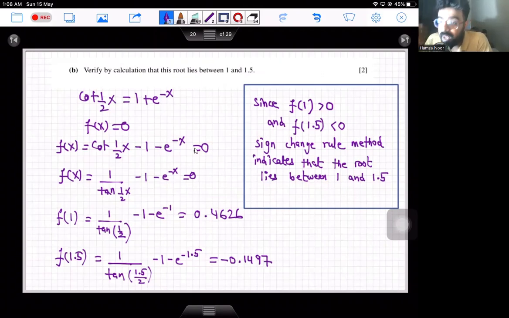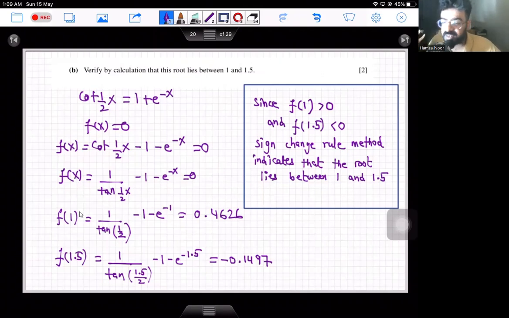Now, since you cannot put this function into the calculator directly, you can use the basic reciprocal trigonometric identity that cot x equals 1 upon tan x. So in place of cot half x, we can write 1 upon tan half x, and then minus 1 minus e raised to the power minus x, and this whole thing is kept equal to 0. First of all, in the function f(x), we need to put f(1).